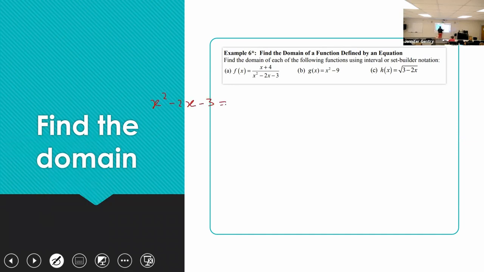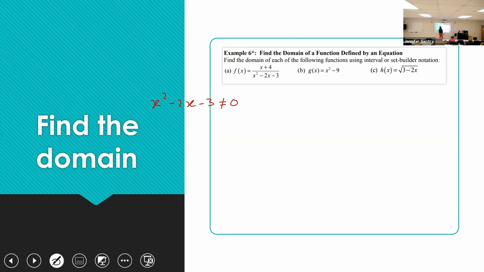Can I factor that? I don't think I can factor that. Maybe I can, I don't know. I don't feel like it, I'm not gonna lie. Okay, so it's for all real values except where that equals 0. Okay? What about the second one?